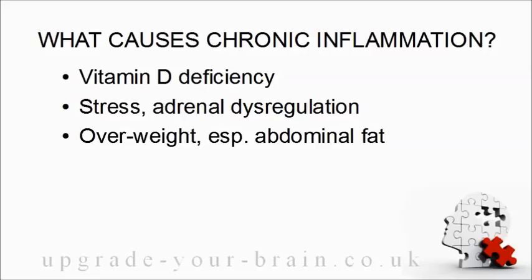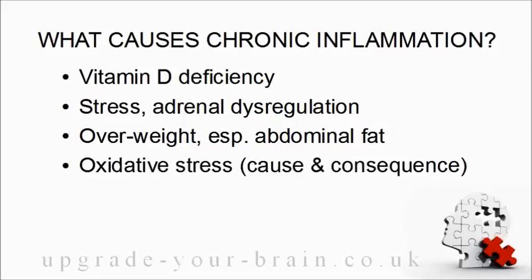Being overweight is part of the story. Fat tissue, and especially abdominal fat, is not just an inert store of fat, but is metabolically active, and in particular, it's a source of inflammatory signals. Oxidative stress, we met in the last part of the course. It's where your antioxidant defenses aren't coping too well, and it's both an effect of inflammation and a cause of further inflammation.